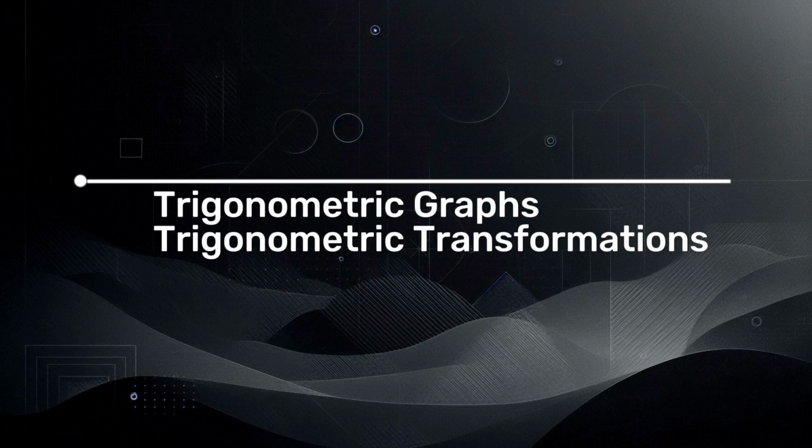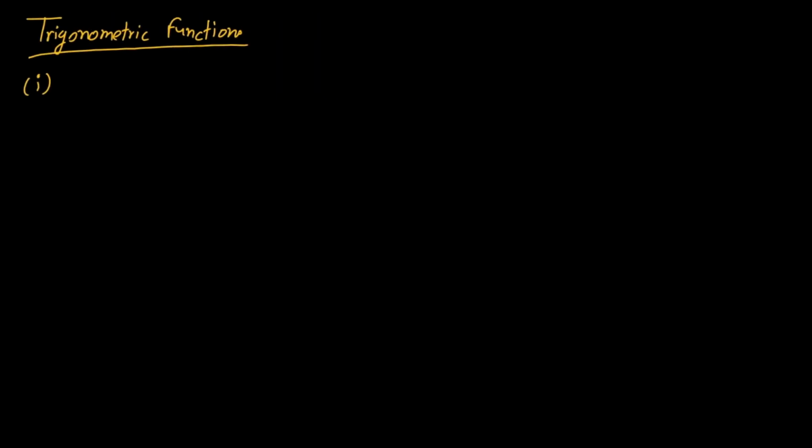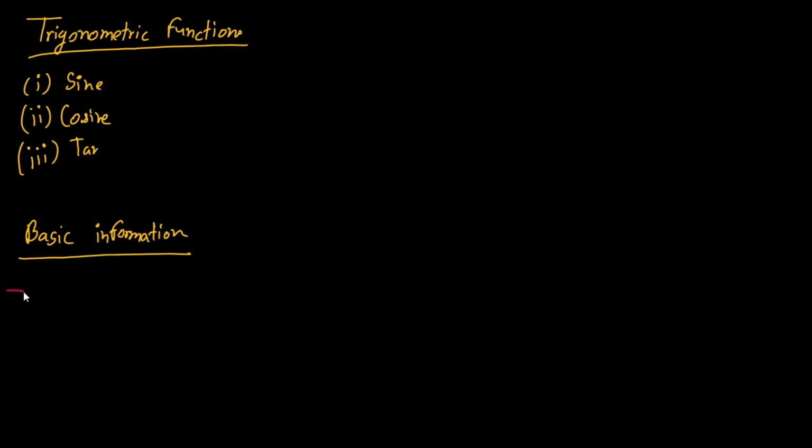Today we will be focusing on sketching trigonometric graphs and transforming trigonometric functions. We will mainly deal with three trigonometric functions: sine, cosine, and tangent or tan. Keep a note that we are using degrees instead of radians, so for conversion, simply multiply the given angle in degrees by pi by 180.